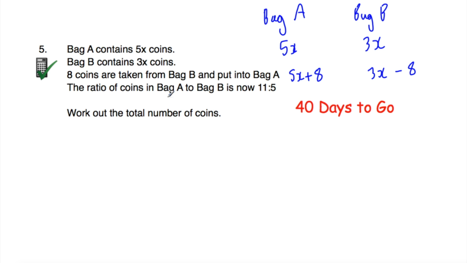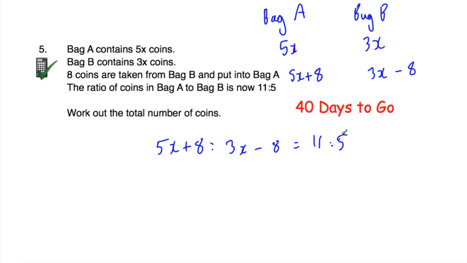And then we're told the ratio of coins in bag A to bag B is now 11 to 5. So in other words, 5x plus 8 to 3x minus 8 is equal to 11 to 5. And we've been asked to find the total number of coins. So we're going to form an equation using our ratio, because we know that if we multiply this by 5 and this by 11, they'd be equal to each other. And if you go back to the video 40 days to go, I explain why, if you multiply this by that number in the ratio and this by that number in the ratio, they're equal to each other. So let's do that.